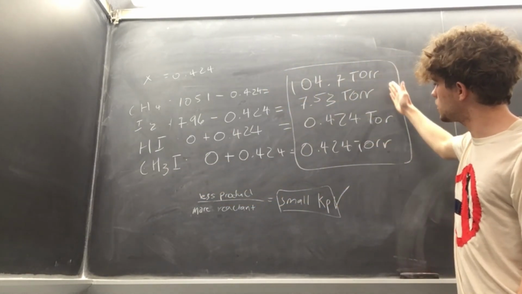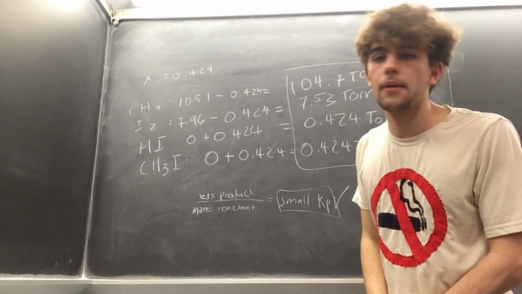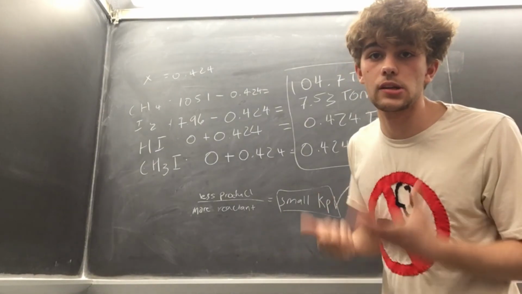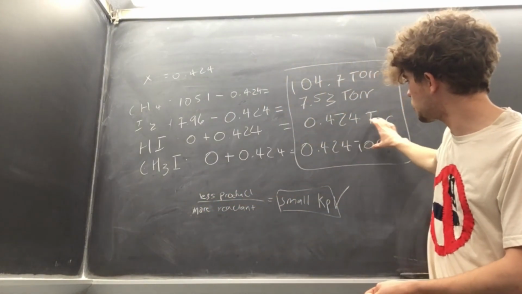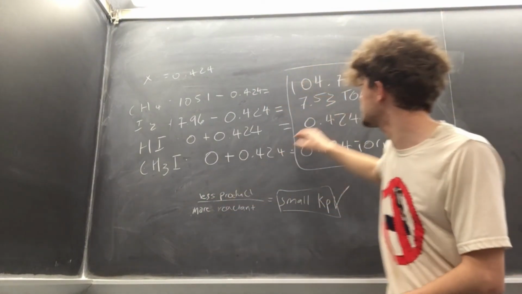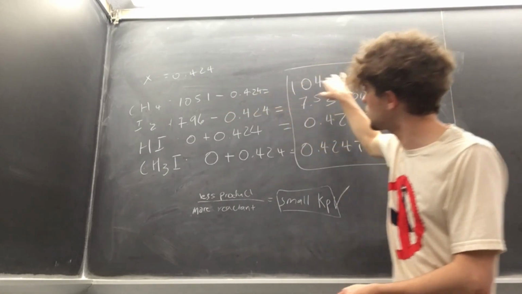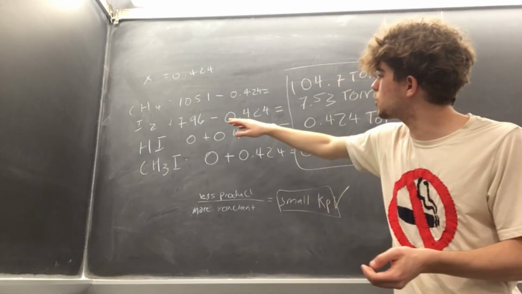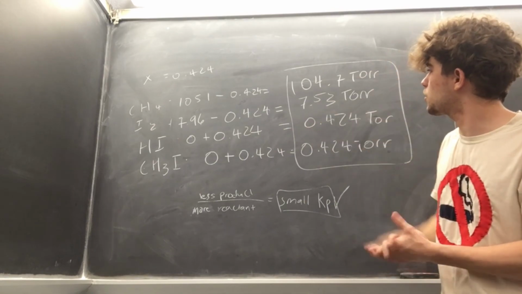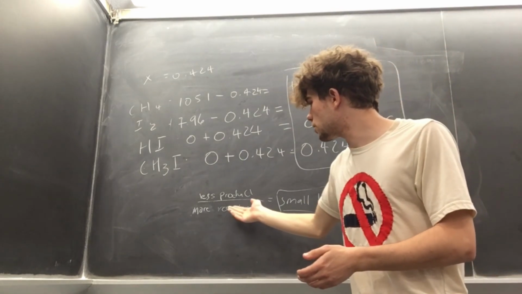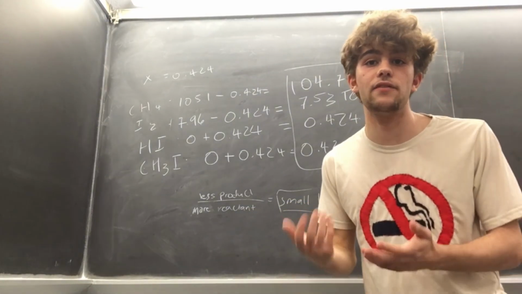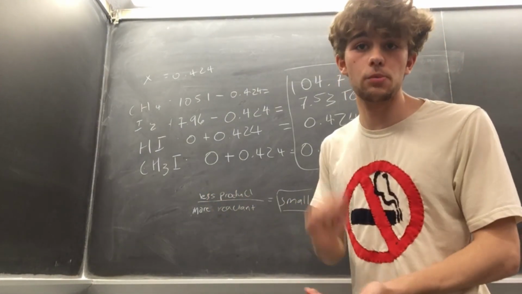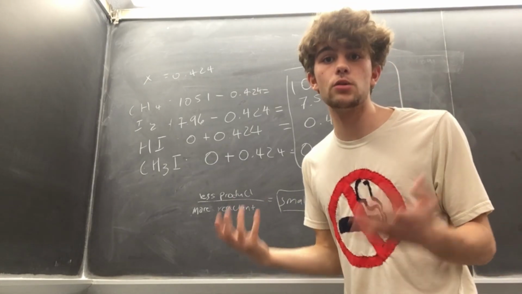So here are our equilibrium pressures, and we can double check that these are correct because we'd expect very small product over more reactant. These reactants don't really change. 105 versus 104, both pretty large. 7.96 versus 7.53, still pretty large. We would expect small product over large reactant, small Kp, which is what we have, 2.26 times 10 to the negative fourth. It's a pretty small number, so we know our values seem right.